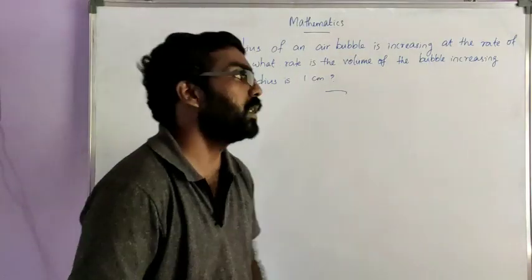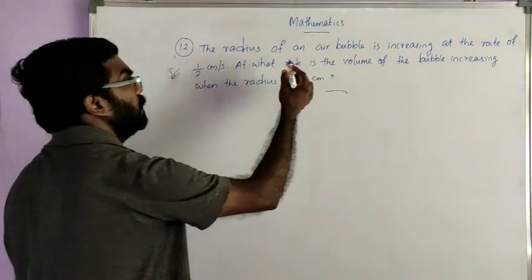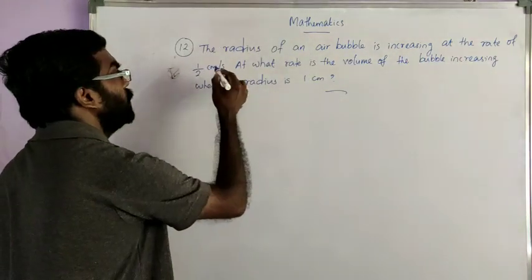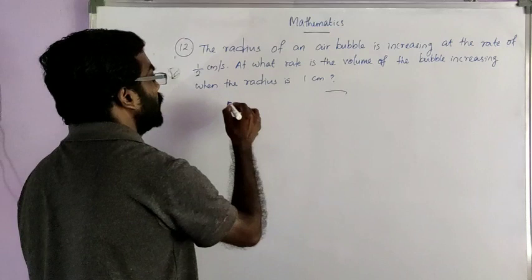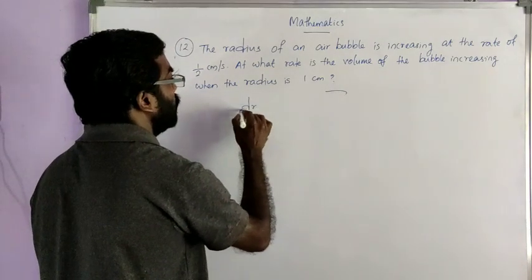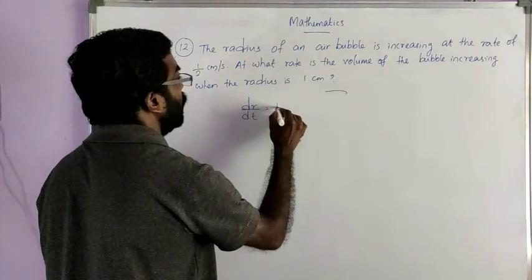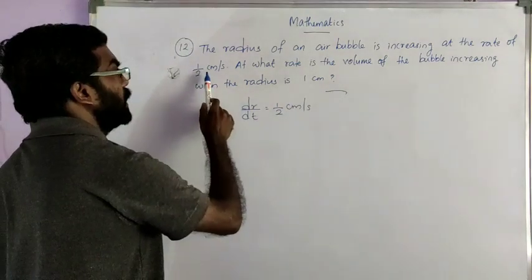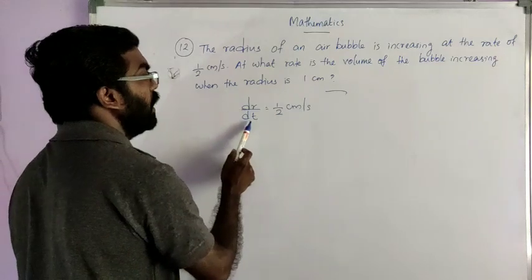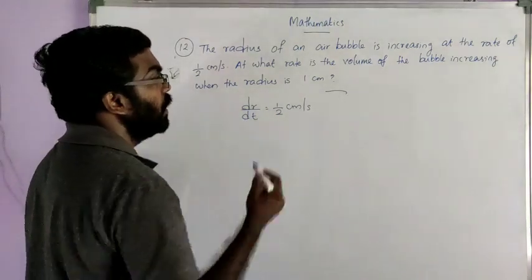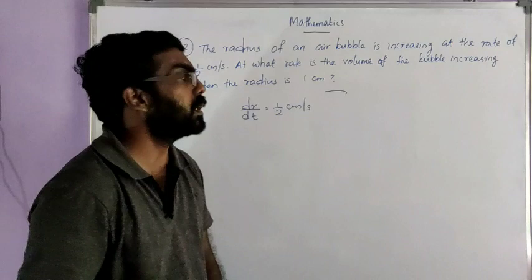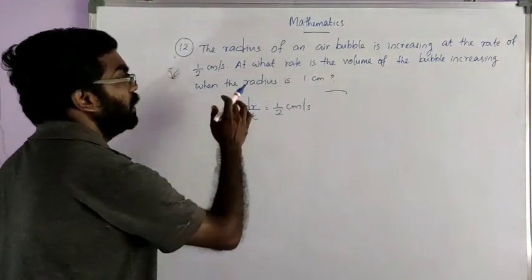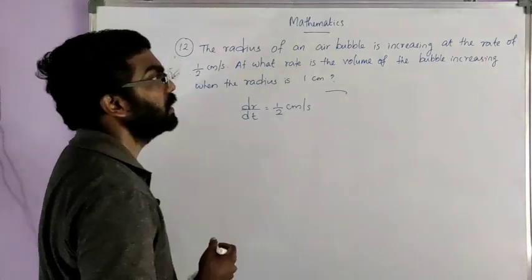Now we move on to the next question. The radius of an air bubble is increasing at the rate of 1 by 2 centimeter per second. That can be written as dr by dt is equal to 1 by 2 centimeter per second, the rate of change of radius with respect to time. At what rate is the volume of the bubble increasing when the radius is 1 centimeter?